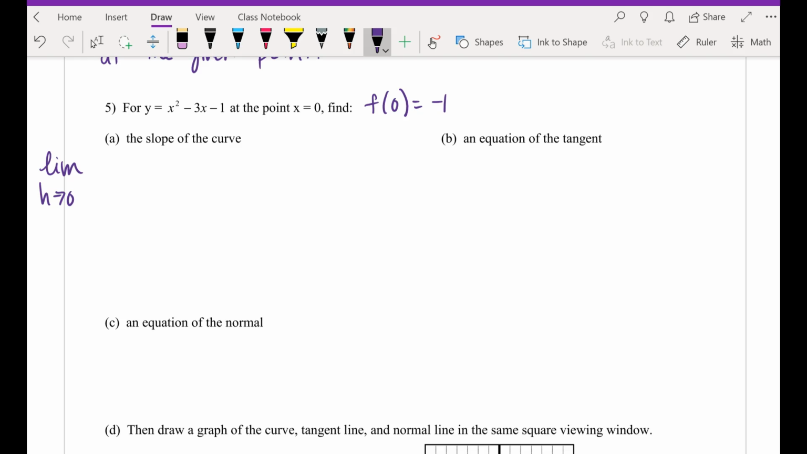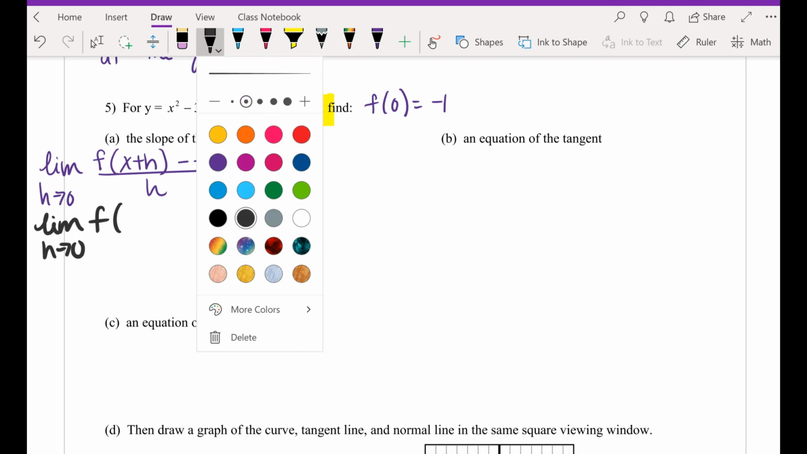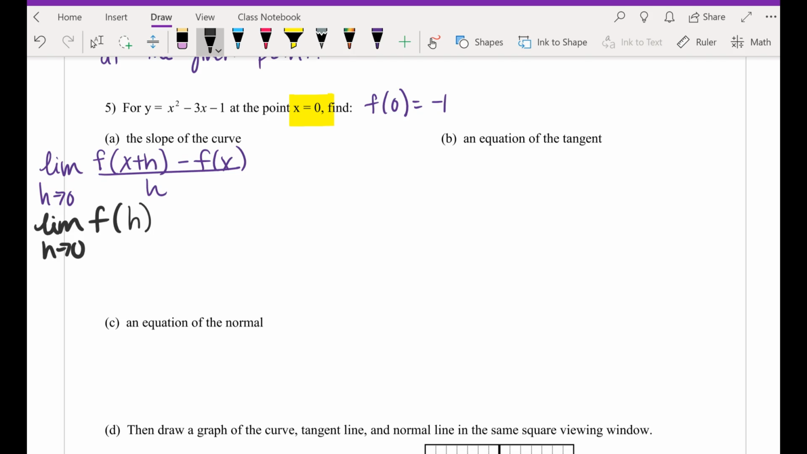Limit as h approaches 0. Tell me the rest, Marco. What do we write for our formula? f of x plus h minus f of x, over h. Very good. So our x value for this question is what? 0. Okay. So we're going to write limit as h approaches 0 of f of, well, 0 plus h is just what? 0 plus h. h is h, so can I just stick an h in there?